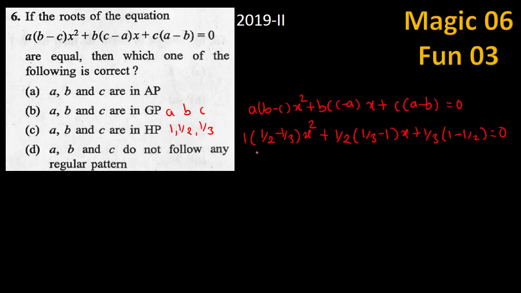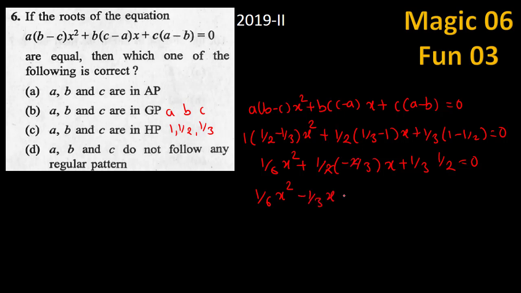So let's solve this. 1 by 2 minus 1 by 3 is 1 by 6 x square, plus 1 by 2 into 1 by 3 minus 1, what is it? It is minus 2 by 3 x, plus 1 by 3 into 1 minus 1 by 2, which is 1 by 2 again, equals 0. So what I am getting is 1 by 6 x square, the terms cancel, minus 1 by 3 x plus 1 by 6 equals 0.